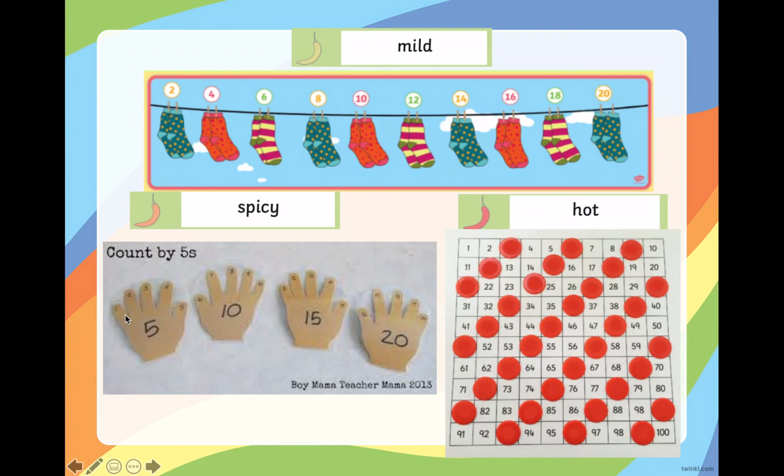Then your spicy pattern, you could make patterns of 5. Maybe you could get your hand on a piece of paper, you could draw around your hands and see how high up you can get counting in patterns of 5. 5, then 10, then 15, then 20.